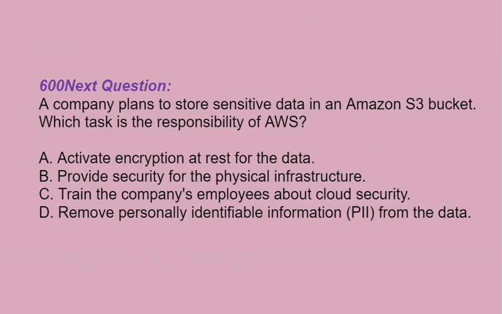Question is, a company plans to store sensitive data in an Amazon S3 bucket. Which task is the responsibility of AWS? Option A, activate encryption at rest for the data. Option B, provide security for the physical infrastructure.